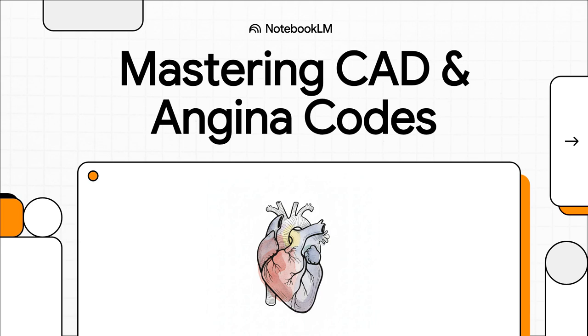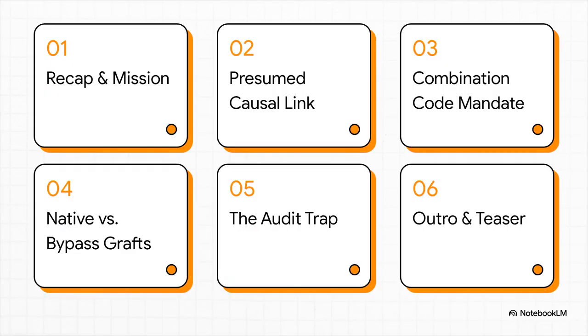If you're looking to master medical coding, avoid compliance traps, and actually get your claims paid accurately, you are in exactly the right place. Today, we're targeting a highly specific, heavily audited area of the CMS official guidelines. Here's our roadmap for today's explainer. We'll start with a quick recap, unpack the presumed causal link, dive deep into the combination code mandate, decode the strict hierarchy between native vessels and bypass grafts, and finally, show you how to avoid the dreaded audit trap.